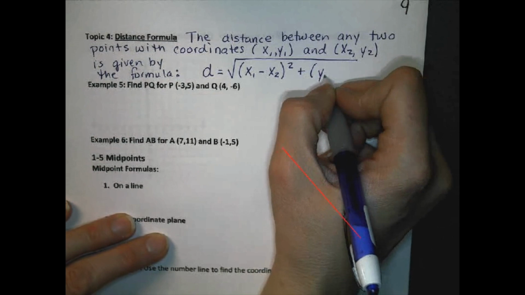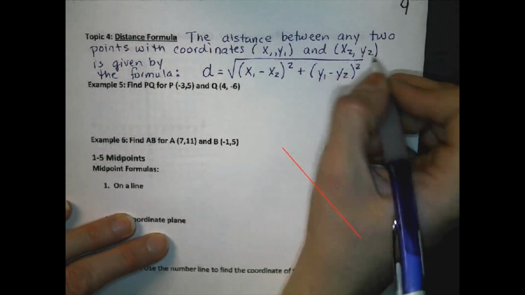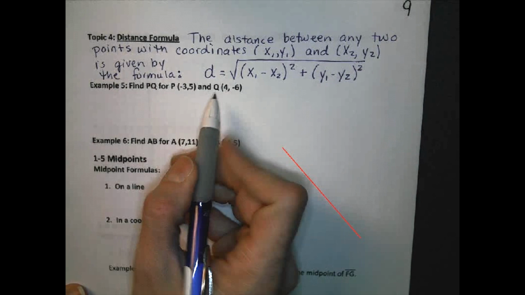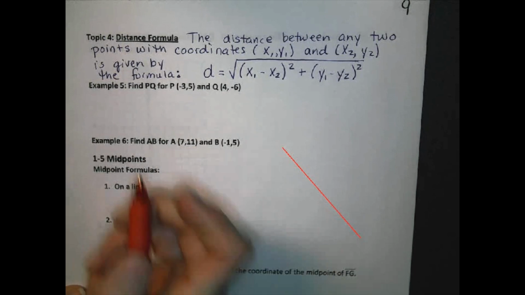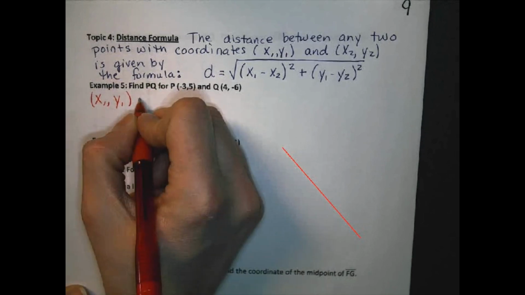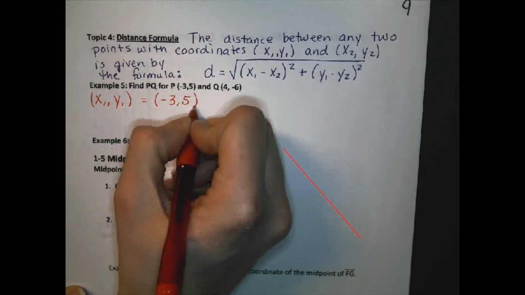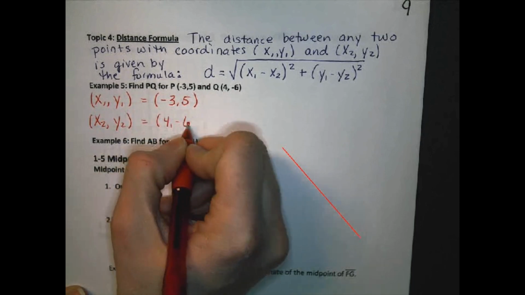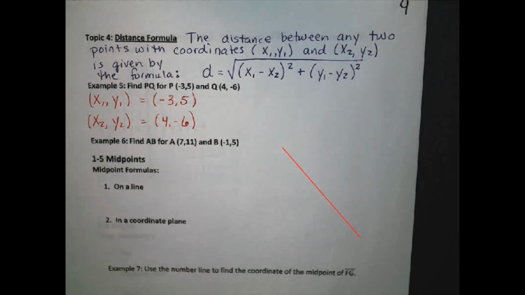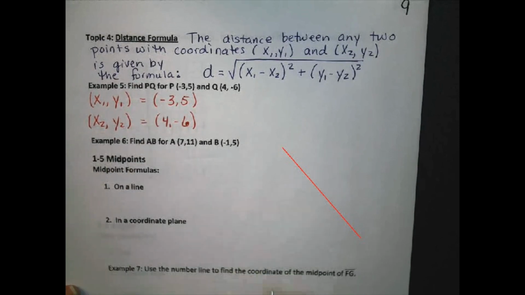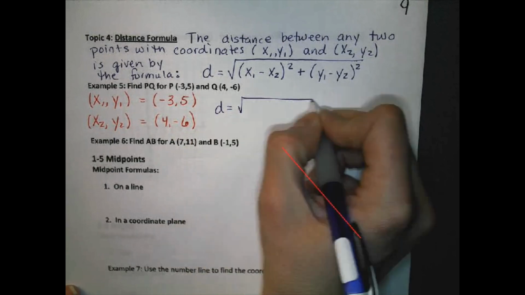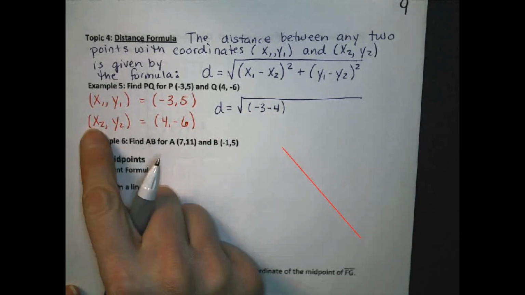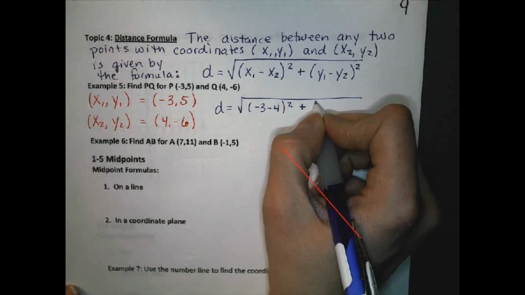For example 5, I am given 2 points, P and Q. In this example, I'm going to let x1, y1 be the point -3, 5, and x2, y2 will be the point 4, -6. In order to use the distance formula, I'm going to plug in these values. D will equal the square root of x1 is -3 minus 4 for x2 squared plus y1 is 5 minus a -6 for y2 squared.